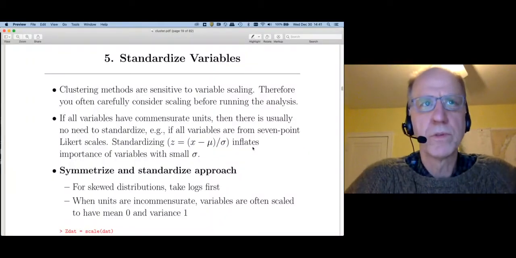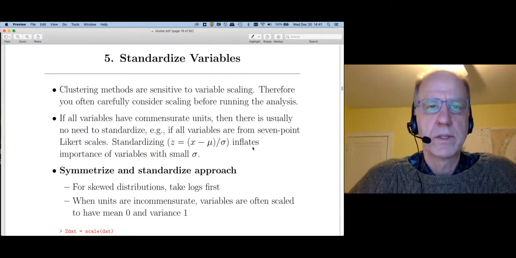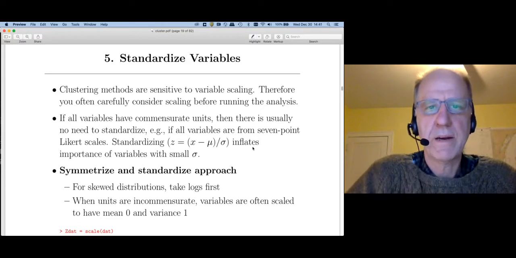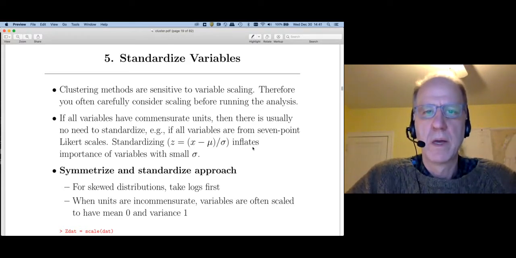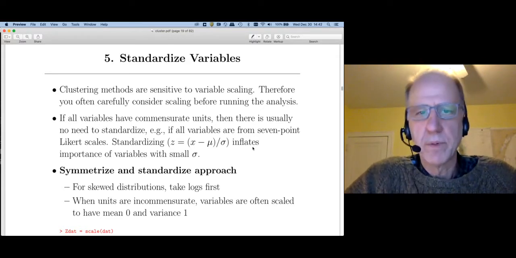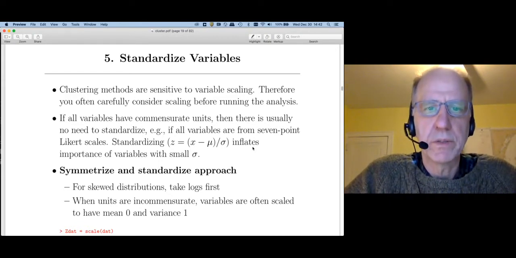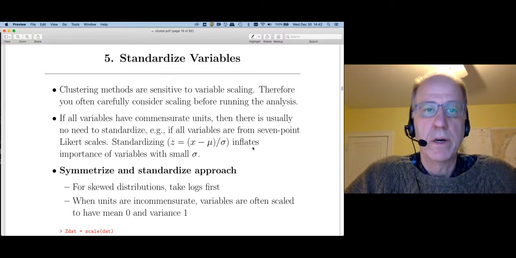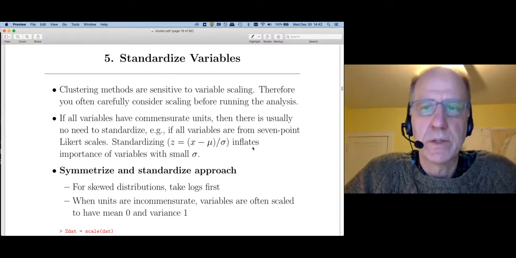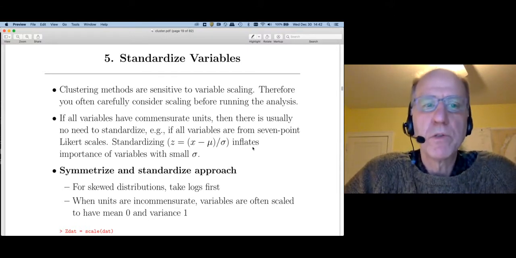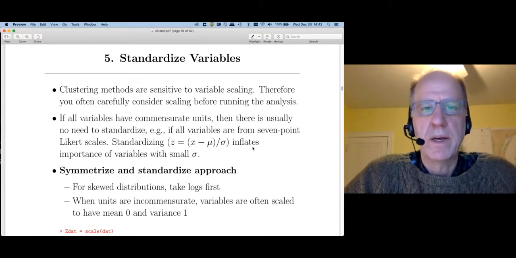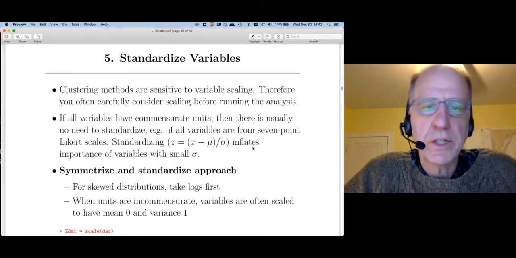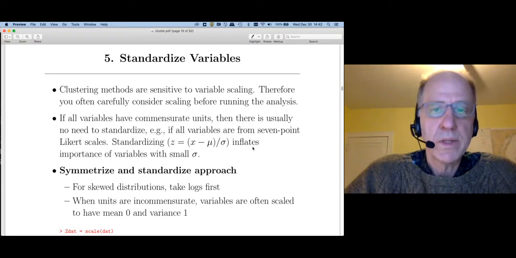So the first rule of standardization is if all of your variables have commensurate units, so all of my variables have been measured in centimeters, or all of my variables have been measured on 7-point Likert scales, then there's usually no need to standardize them. And in fact, standardization can actually distort the data.